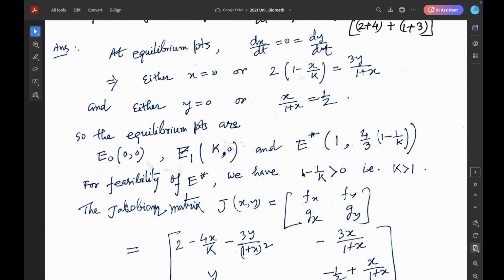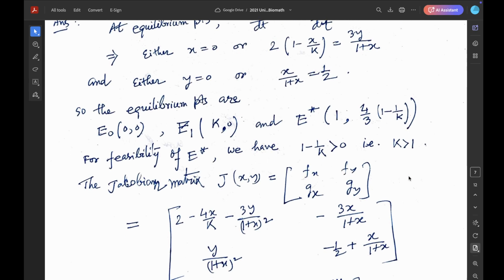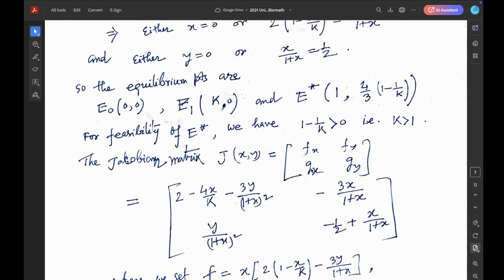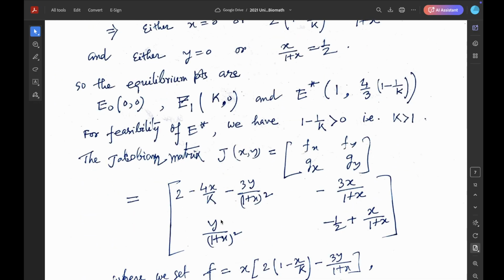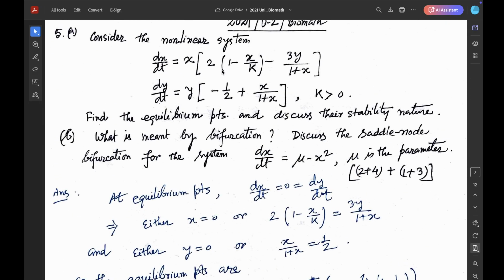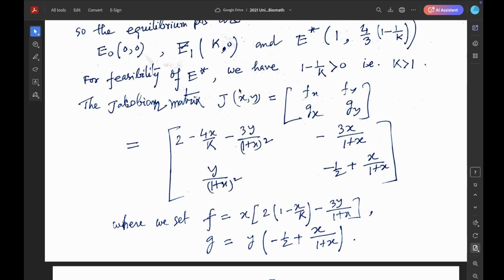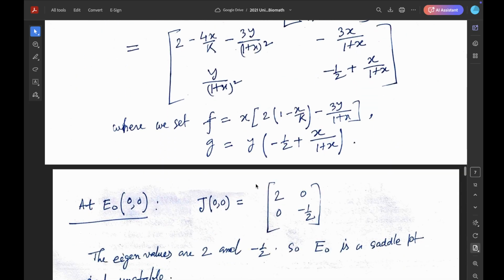The feasibility of E star: obviously this quantity must be positive, that is 4 by 3 bracket 1 minus 1 by k greater than 0, that is k is greater than 1. Jacobian matrix J, a 2 by 2 matrix with entries fx, fy, gx, gy, where f is the right hand side part of the first equation and g of x, y equal to this. So after calculating, we get this 2 by 2 matrix.